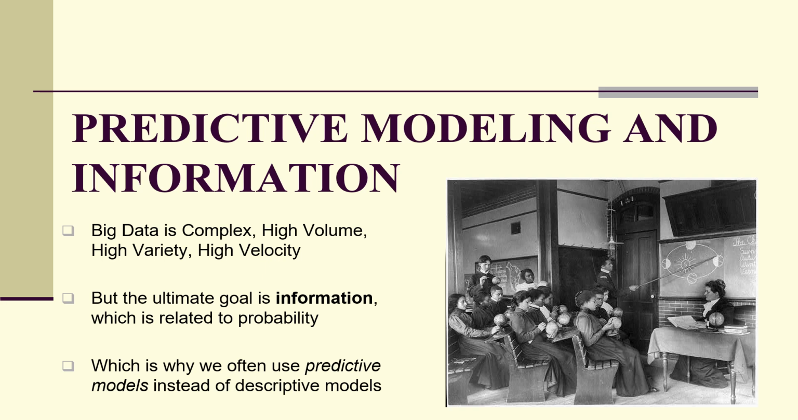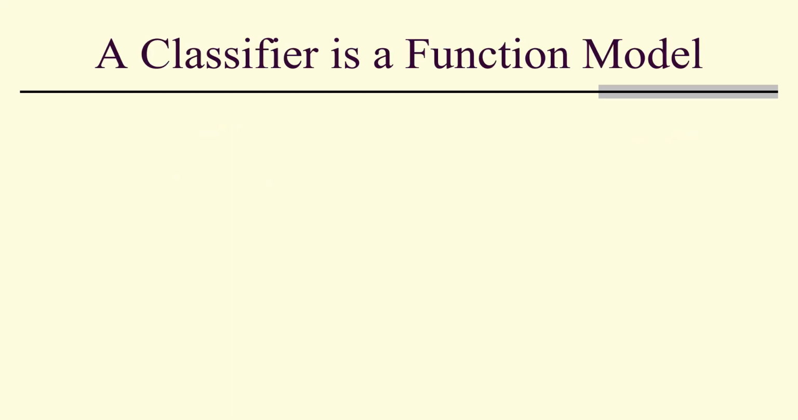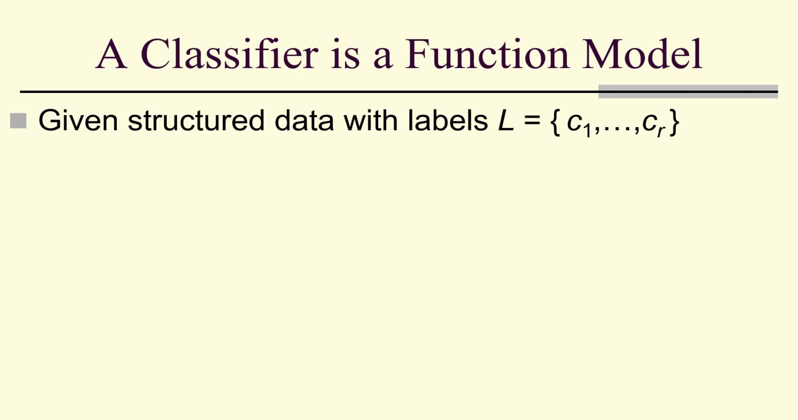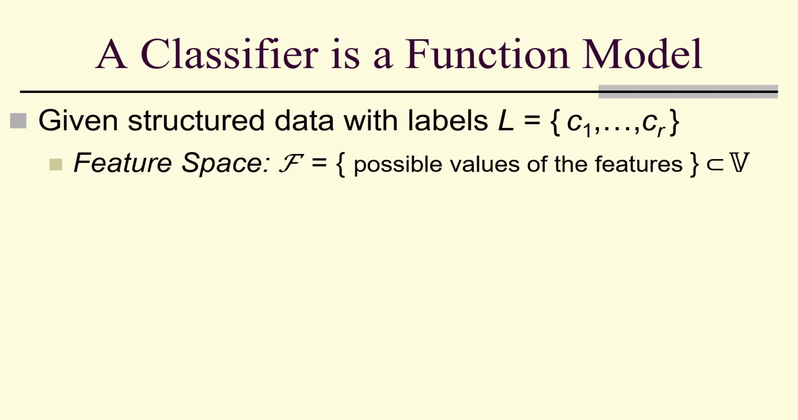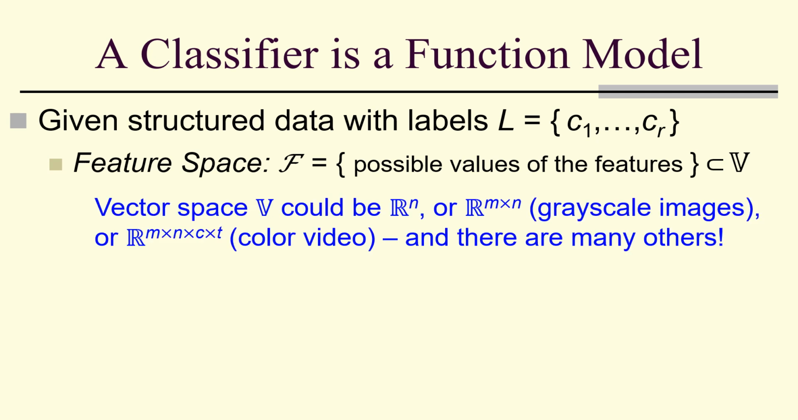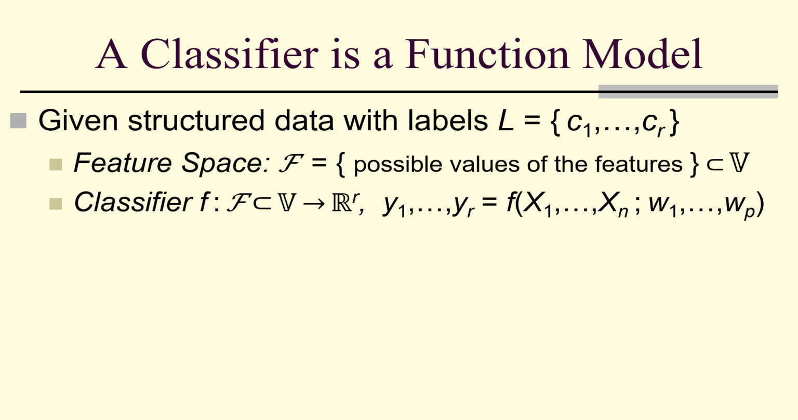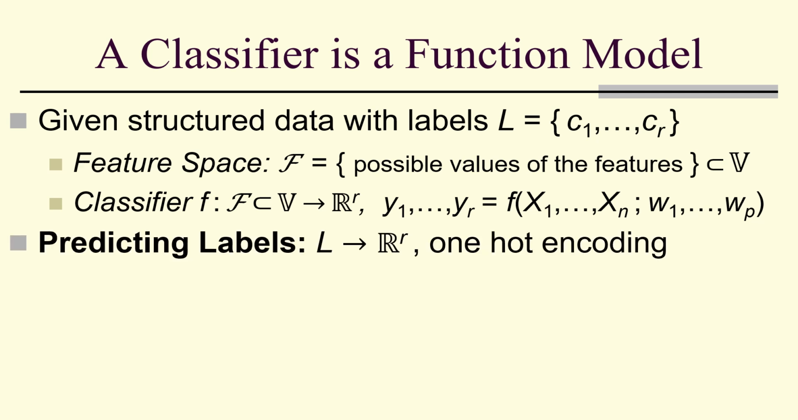Predictive modeling and information. So a classifier is a function model. We have structured data with labels L equals C1 to CR, a feature space F, which is a subset of a vector space V. Could be R^N or R^(M×N), grayscale images, or color video, or many others. A classifier is a function from feature space into our response space given by y1 to yr equals this function model, where the w's are parameters.